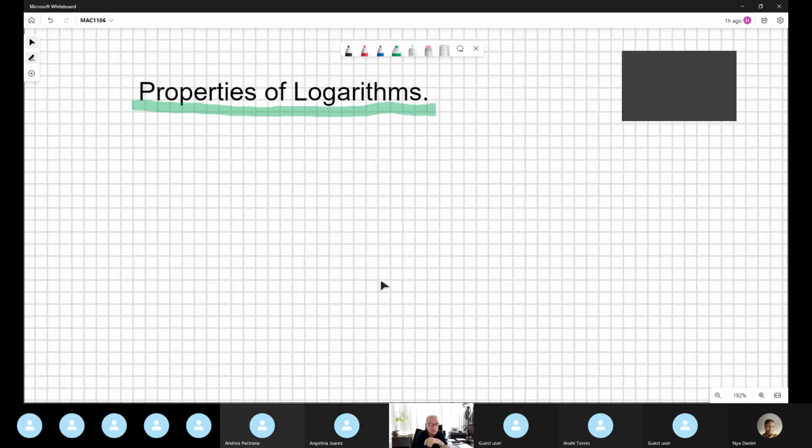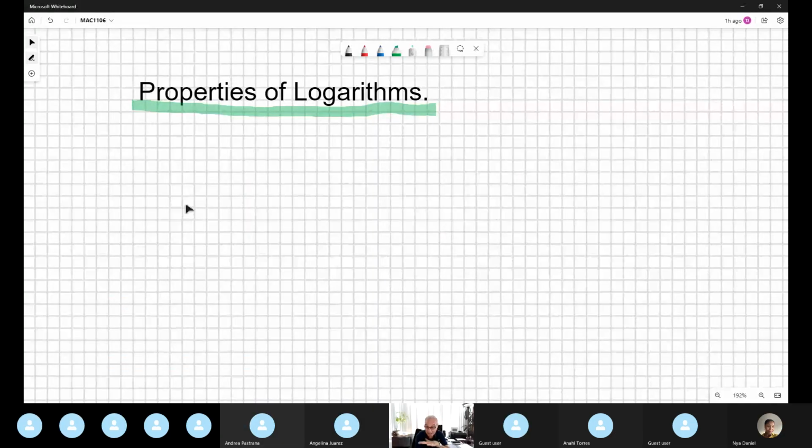Well, we study now the properties of the logarithm. We have 8 important properties. I want to explain them one by one, and we are using them in the equations and the word problems. Okay, the first one is number 1.